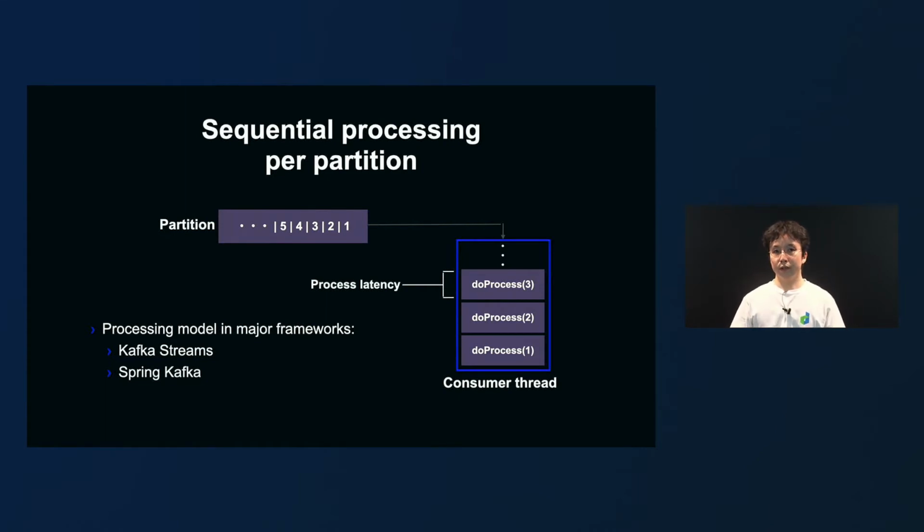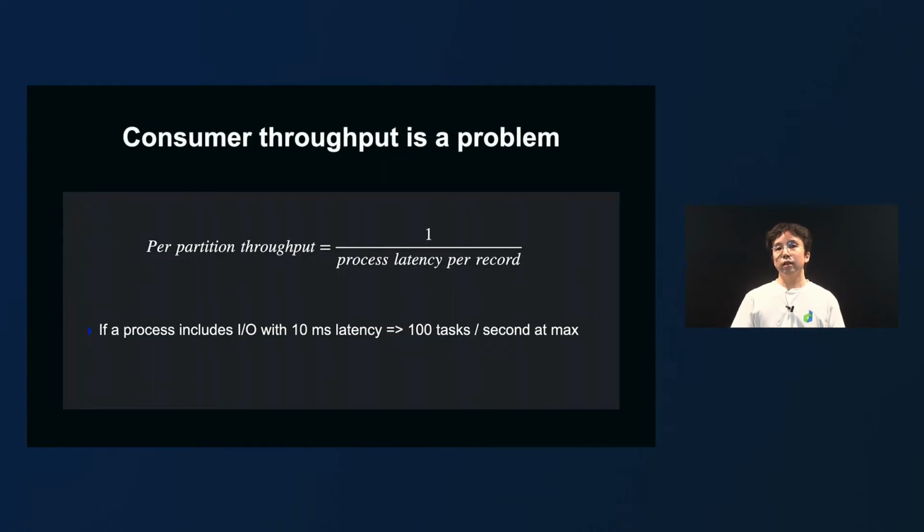As I said, a Kafka partition is characterized as a queue, and therefore guarantees sequential processing. Consumption is done in the order of production in order to keep the semantics of a queue. A consumer basically processes messages sequentially. Other consumer frameworks such as Kafka Streams and Spring Kafka are also based on this processing model. But synchronous processing like this could have an issue of throughput.